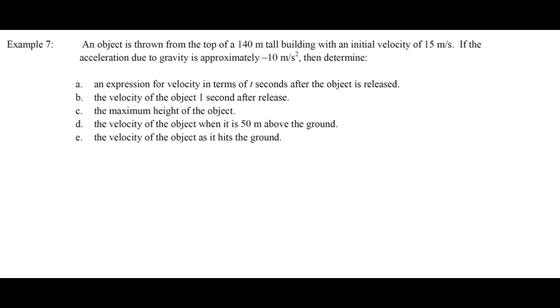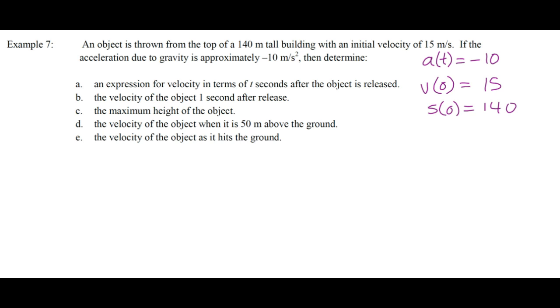Okay. So what have we got? So they said that a, acceleration, is negative 10, and the initial velocity, so v of 0 is 15. We pull the units off. And that it's a 140-meter tall building. So we've got s of 0 is 140. Okay, so this is what we've got to work with.